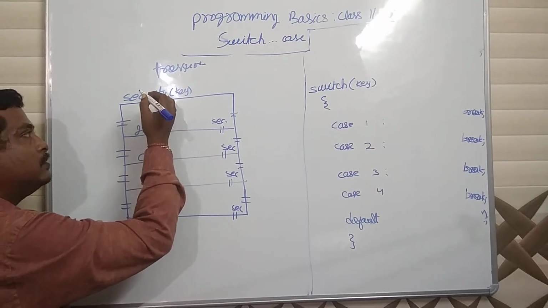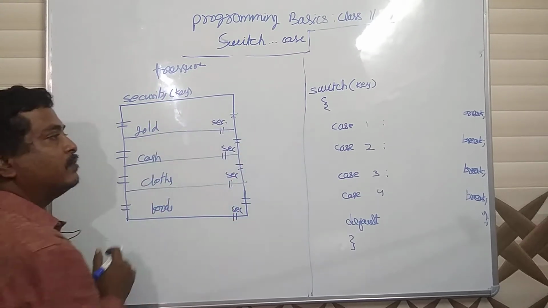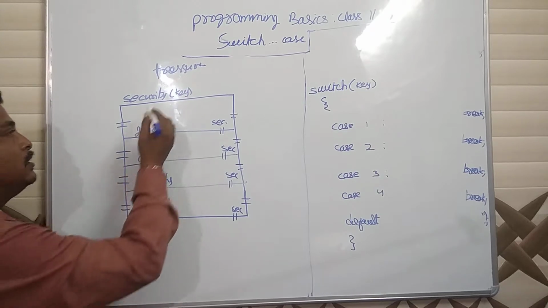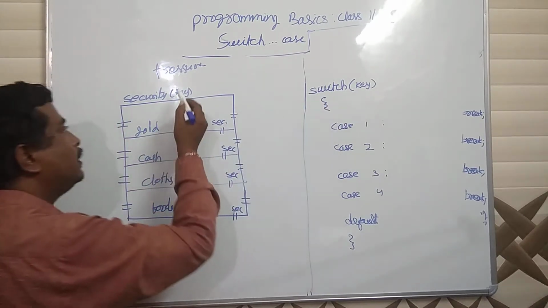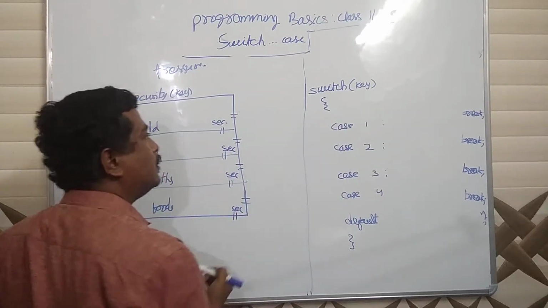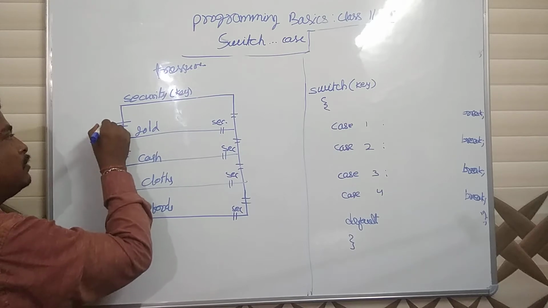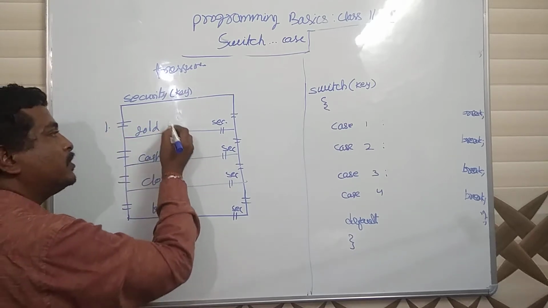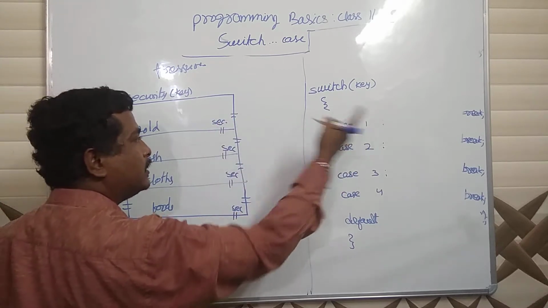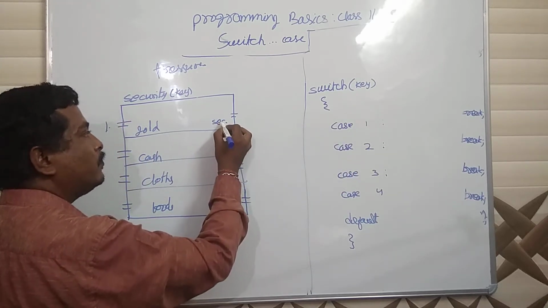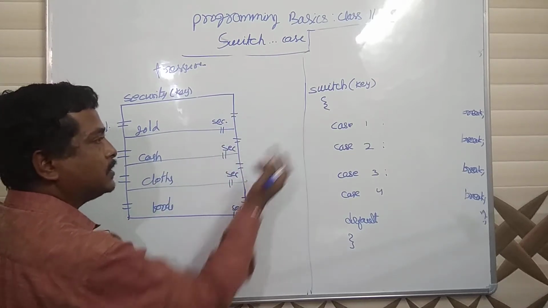This same concept we will implement in our programming languages for switch case. The security is the keyword switch, SWITCH. The key is a variable. Now if this is 1, then the first gate will be opened, where gold is there. The person will take the gold, come here, security is there, break is there. This break will tell you to go outside. So now you are out of the switch statement.